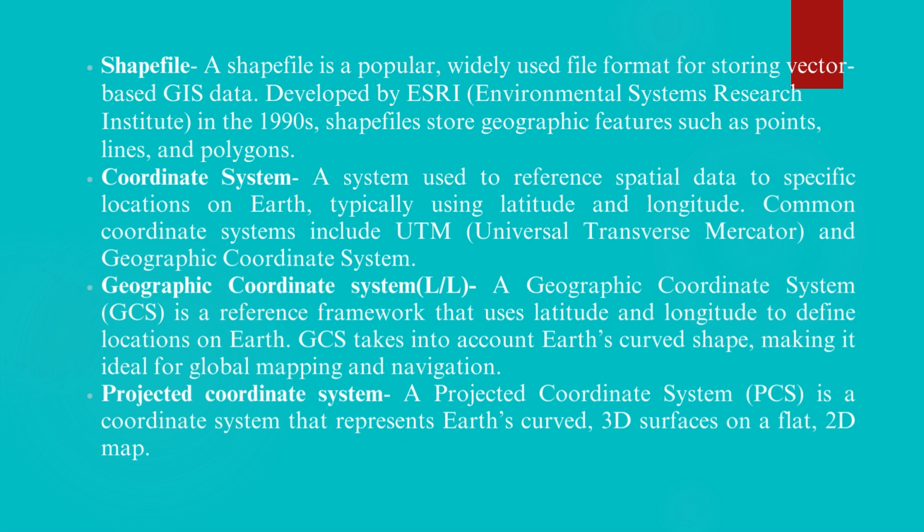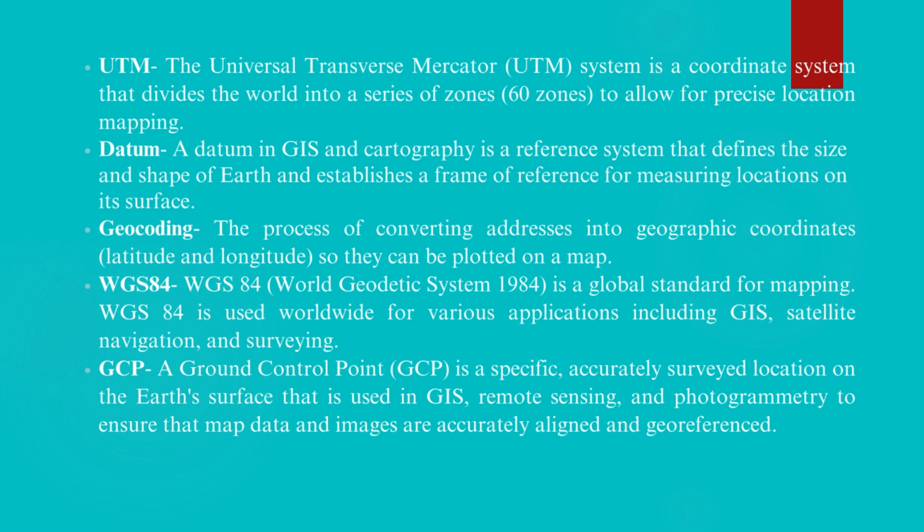Now, projected coordinate system. A projected coordinate system is a coordinate system that represents Earth's curved 3D surfaces on a flattened 2D map. What is UTM? The Universal Transverse Mercator System is a coordinate system that divides the world into a series of zones, 60 zones, to allow for precise location mapping. What is datum? A datum in GIS and cartography is a reference system that defines the size and shape of Earth and establishes a frame of reference for measuring locations on its surface.